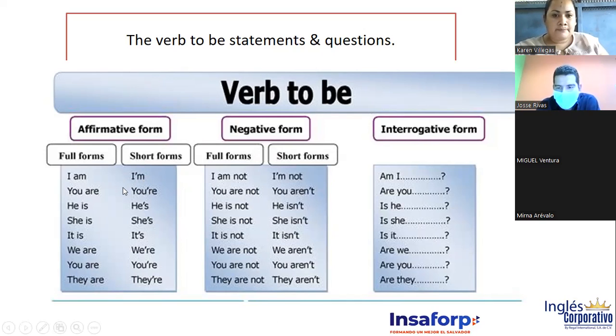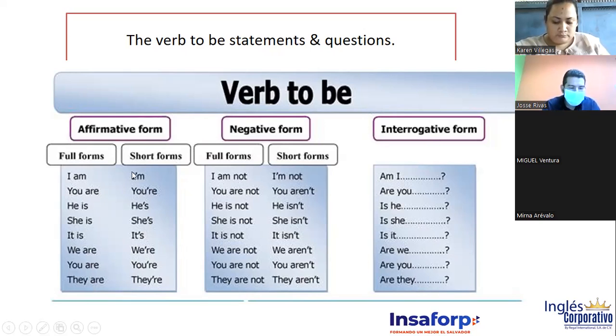Yes, you have to close your lips. Also, we have: you are, your, his, she's, it is, it's, we are, we're, you are, your, they are, their. Okay, so these are the short forms or contracted forms.